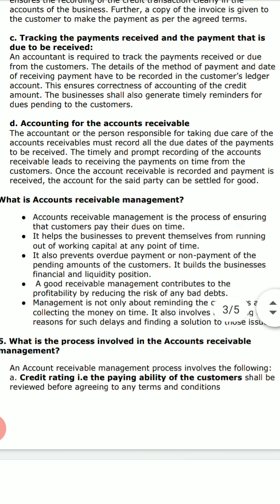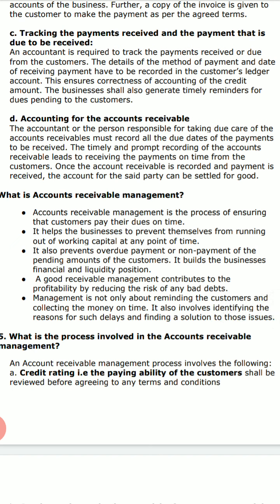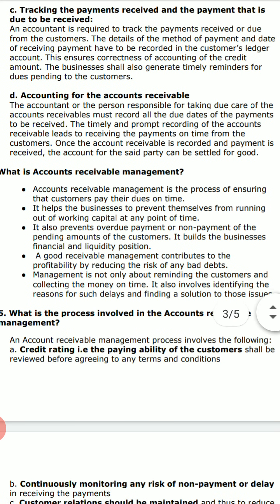Next comes tracking the payment received and the payment that is due to be received. An accountant is always required to track the payment received or due from the customers. Only then will the exact amount of the account receivable be known to the business. So the details of the method of payment and the date of receiving the payment have to be recorded in the customer's ledger account. You have to maintain it. Only then will you come to know that so and so customer has to pay the amount of this much by this particular time period.